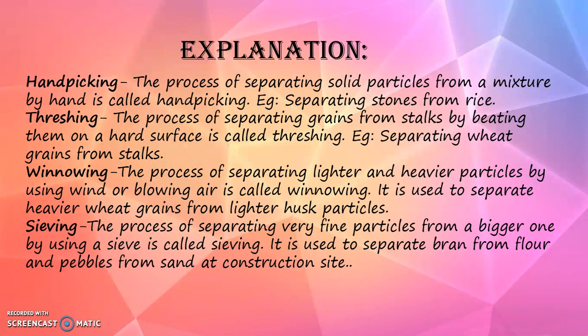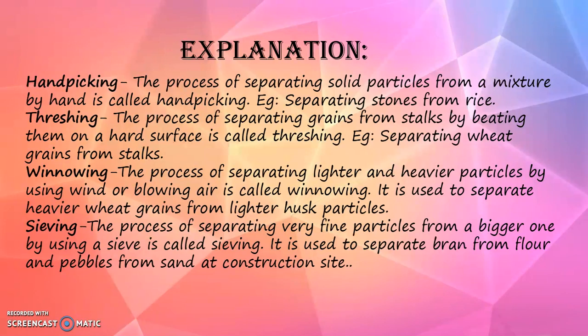Winnowing. The process of separating lighter and heavier particles by using wind or blowing air is called winnowing. It is used to separate heavier wheat grains from lighter husk particles, since the lighter particles get blown away with the wind and form a separate heap, whereas the heavy particles fall down.